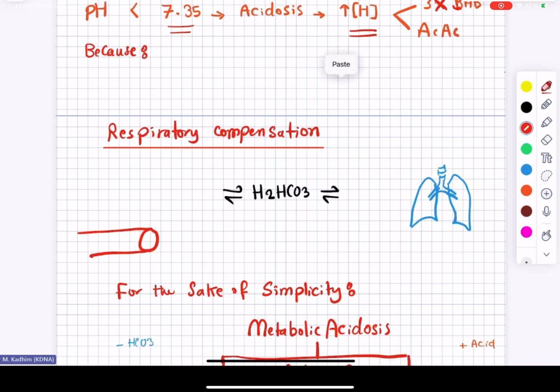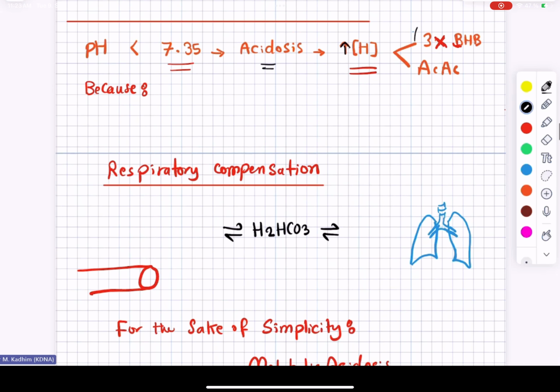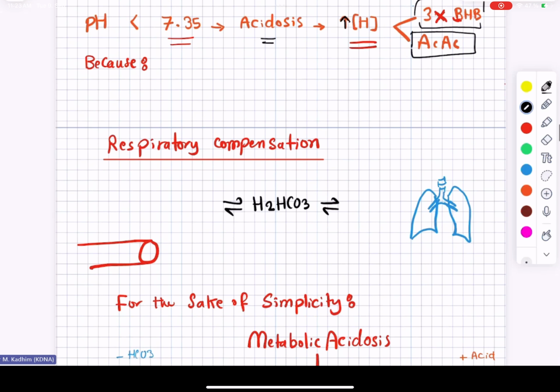Proceed. Yes. Dropping of the pH to less than 7.35 is called acidosis. Acidosis means an increase in the hydrogen ion in the plasma. And the cause of that, as we said, is the 2 keto acids that we know.